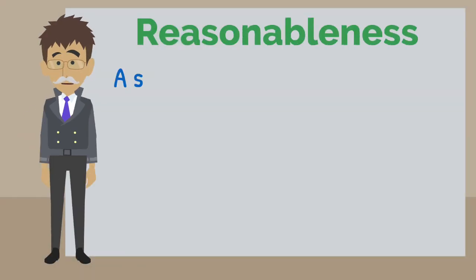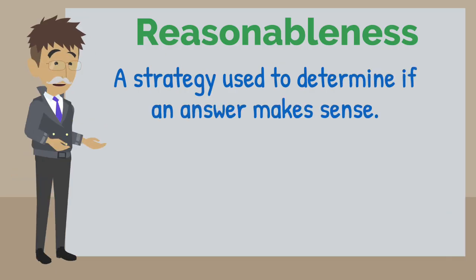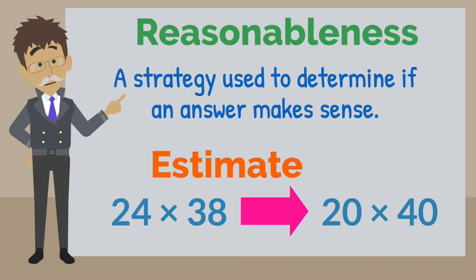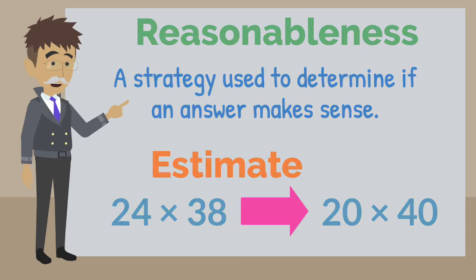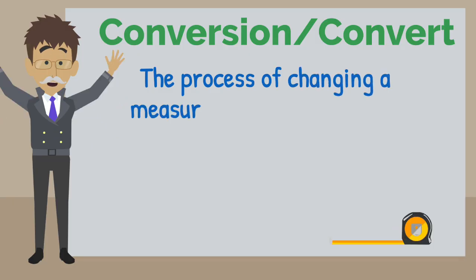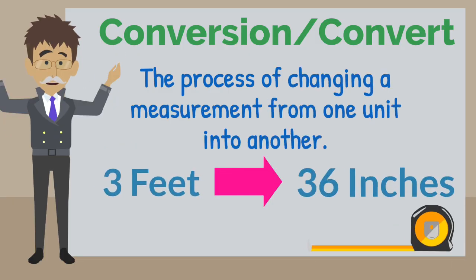Reasonableness. A strategy used to determine if an answer makes sense. We often use an estimate or a simple calculation to verify the answer. Conversion or convert. The process of changing a measurement from one unit into another, like changing 3 feet to 36 inches.